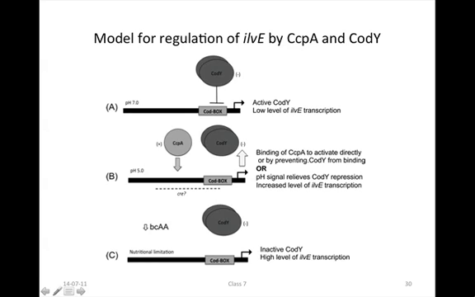Here's their model. So if you have a CodY box binding to CodY, this is when CodY is active, it lowers the level of ILVE expression. Then if CCPA binds to a cre element, it can remove the CodY from binding, or maybe if you get the lowered pH, it relieves the repression. So you get more of the ILVE transcribed. And when it's under starvation conditions, branched amino acids inactivate the CodY and you get more ILVE forming the amino acids.